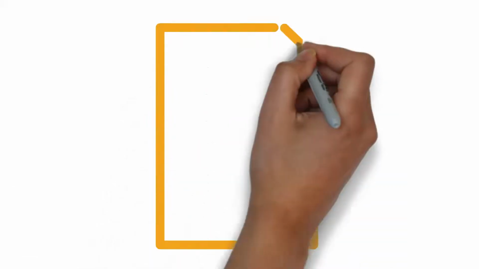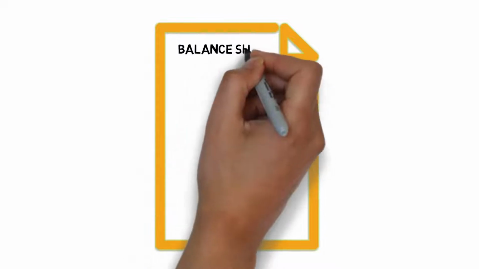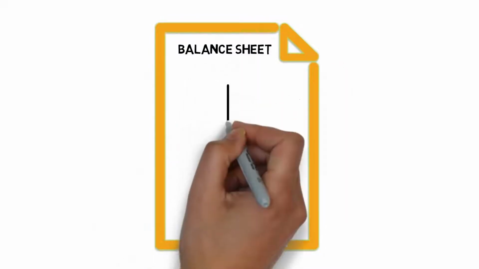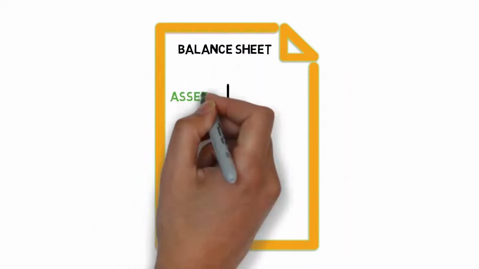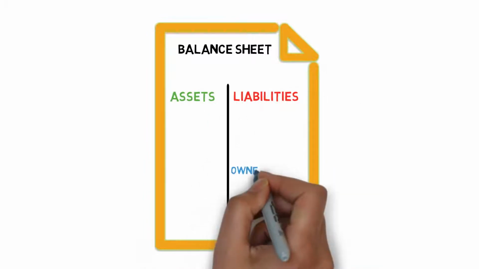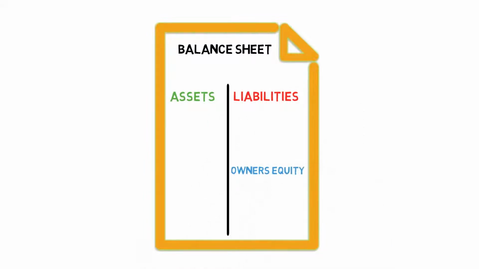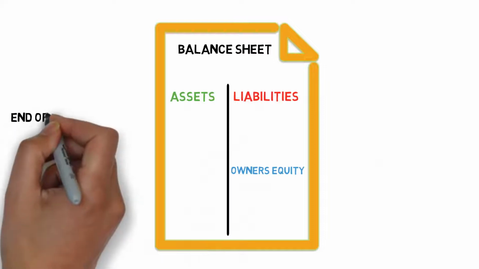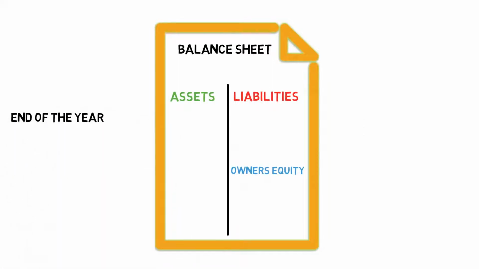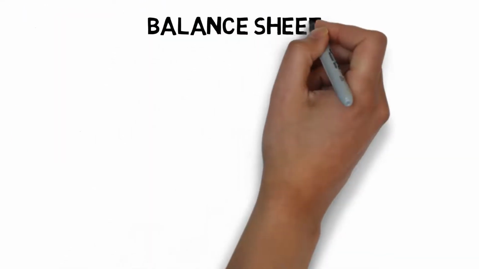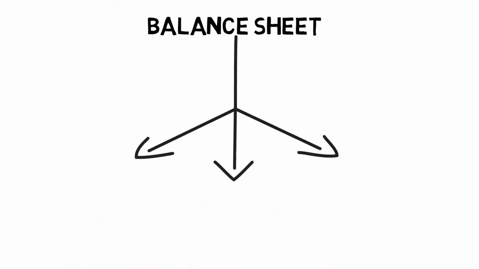A balance sheet, also called the statement of financial position, is a financial report that gives us a snapshot of a business's assets, liabilities, and equity at a single point in time. A company prepares its balance sheet at the end of the year and they post this on their annual report. A balance sheet gives us information about three things: assets, liabilities, and equity.